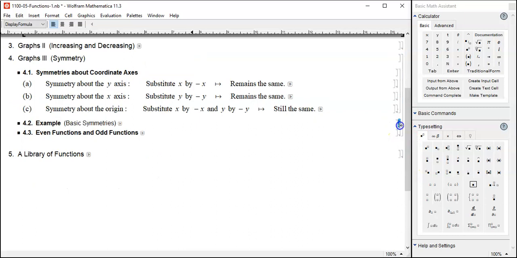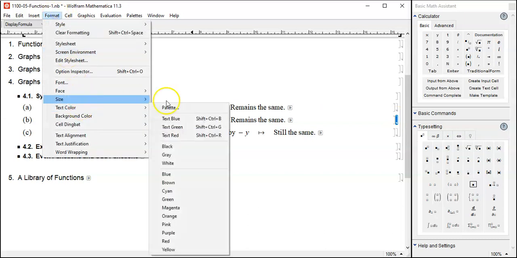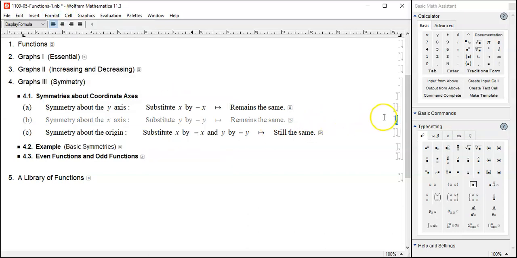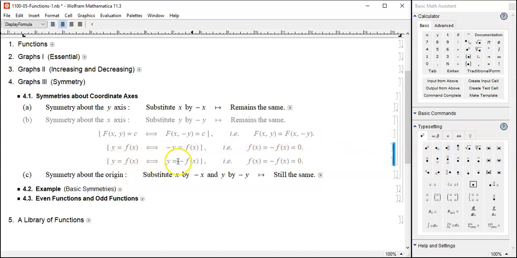As for the middle case, symmetry about the x-axis, you don't really have to worry about it for graphs of functions. For the general case, we studied these in lesson 3b, but in case of functions, it's not that important because you see, if you replace y by negative y, and then simplify by flipping this negative sign to the other side, what do you get? y equals negative f of x.